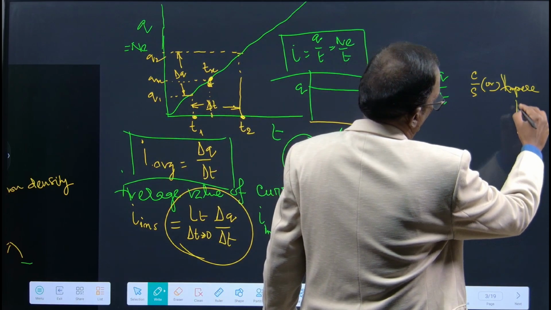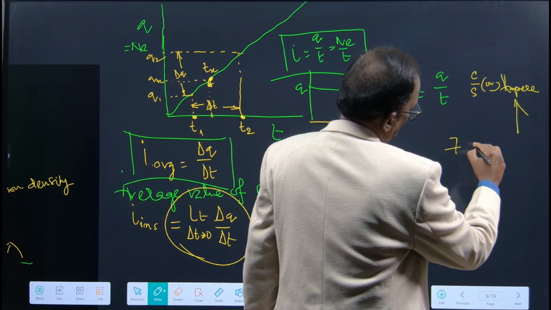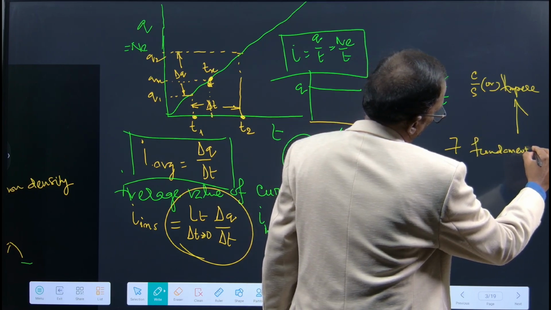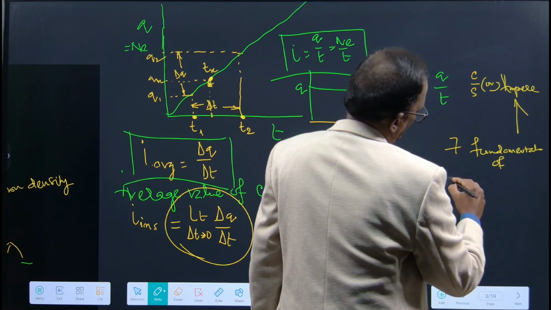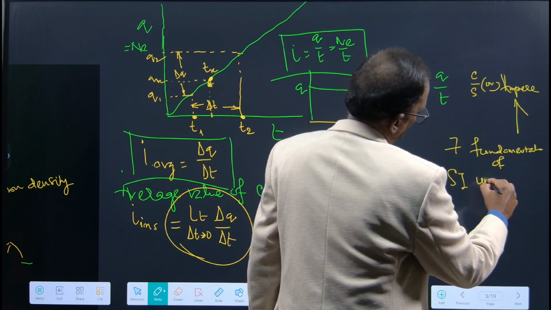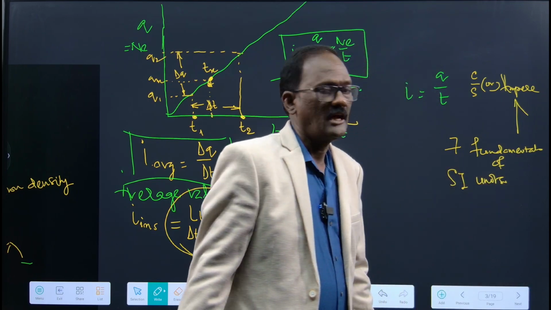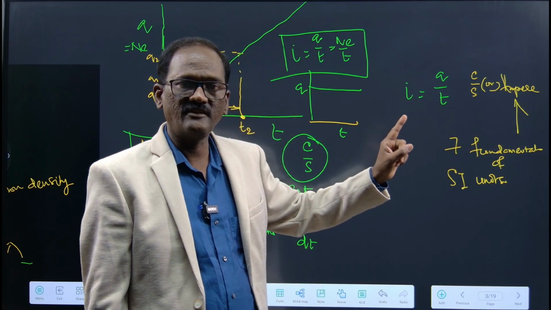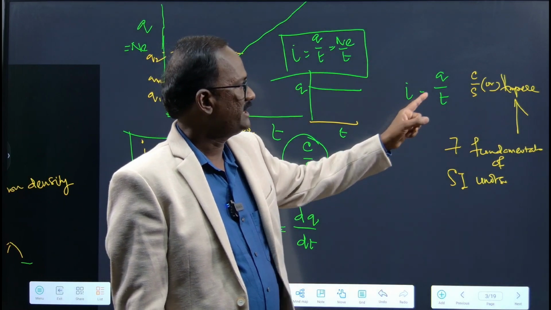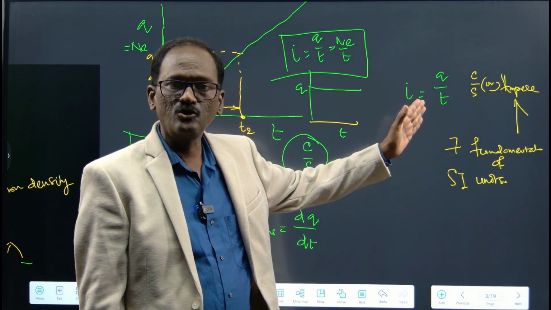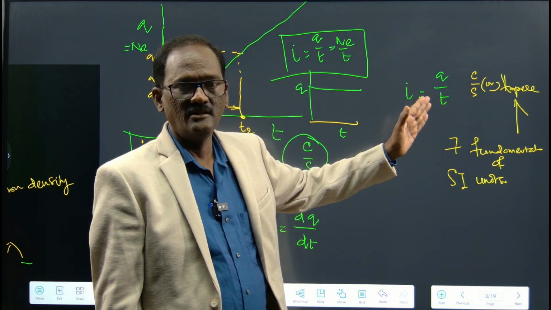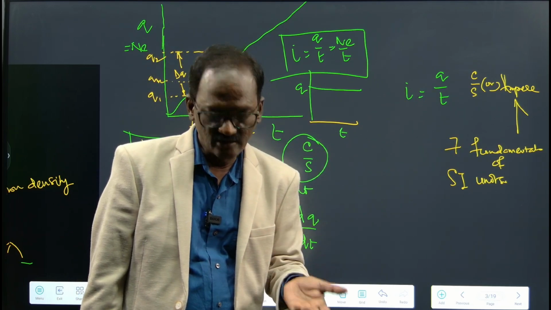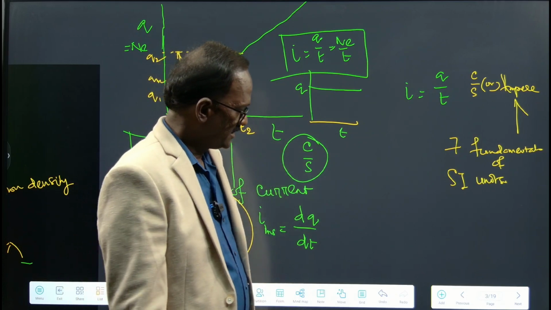Please remember, ampere is one of the 7 fundamental units of the SI unit system. Ampere is one of the 7 fundamental. So ampere is popularly used to denote the value of current, right? The symbol is I and the unit is ampere. The formula is Q upon T. To find the average value, delta Q by delta T. To find the instantaneous value, dQ by dt. Simple, right?